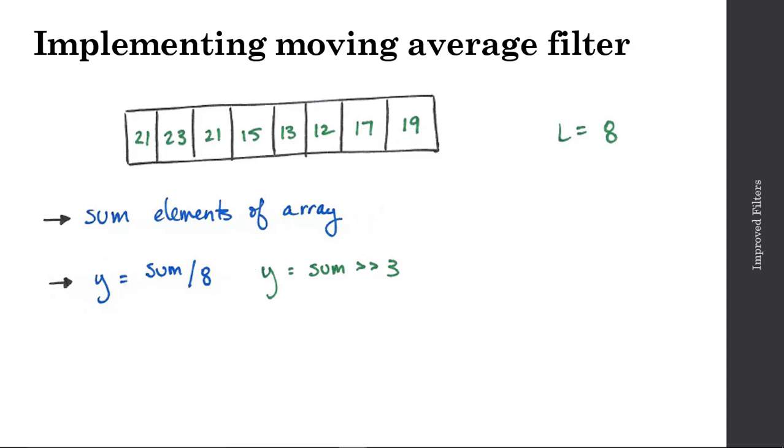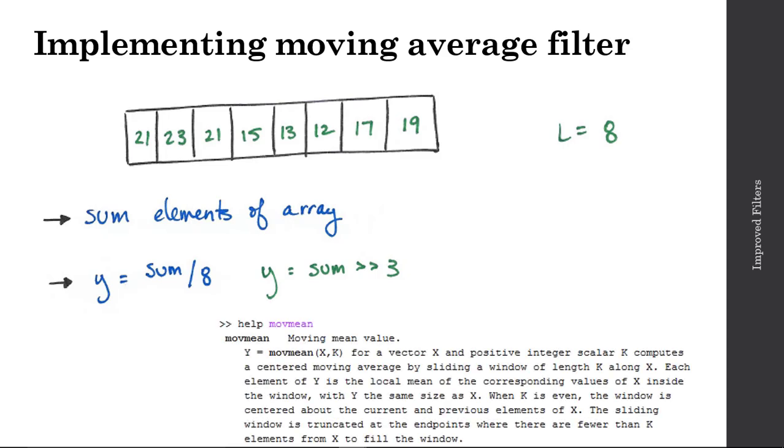So this will do the same thing as dividing by 8, but this is a rather fast way of performing that calculation on something like a microcontroller. If you're analyzing your data after the fact in something like Python or MATLAB, the movmean function will perform this moving average for you.